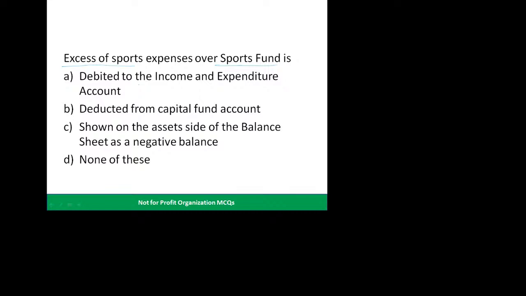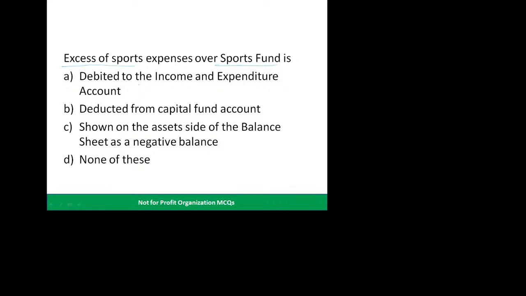See, whenever we are in a situation where we have to pay some kind of expenses for a specific activity, the amount available in the specific fund account should be utilized. If we have to pay an excess amount of sports expenses over the sports fund, that kind of excess amount will be debited to the income and expenditure account.